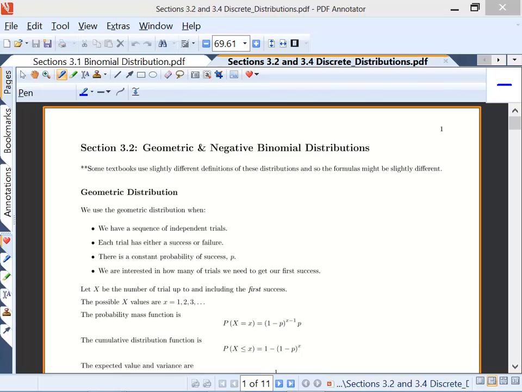Okay, for the geometric and negative binomial distributions, some textbooks have slightly different definitions than we do, so their formulas are slightly different. The concept is the same, but we're going to define the geometric as the number of trials up to and including your first success. Other textbooks don't include the first success. They just count the number of failures. So they might change it slightly, so just be aware of that if you ever switch from textbook to textbook. But if you know how to do this, you should be able to solve any problem that we give you.